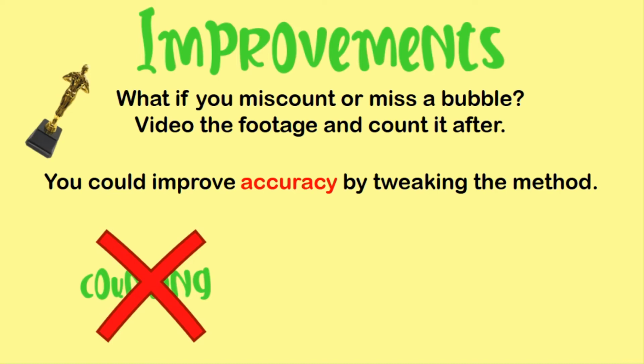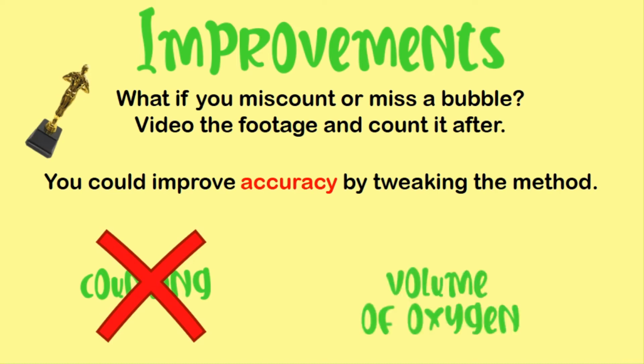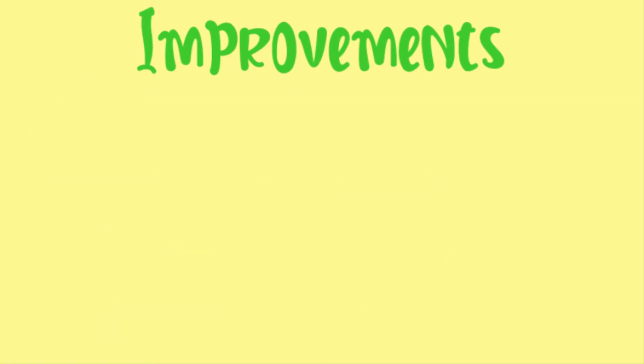But if you are, however, interested in finding out the volume of oxygen, you're onto a winner. So how do we do that? How, instead of counting, can we find out the volume of oxygen and improve the accuracy? Now, I've had to draw this out on PowerPoint, and you've probably got a life, so you haven't ever tried to do that yourself. But I'll tell you now, it's difficult.